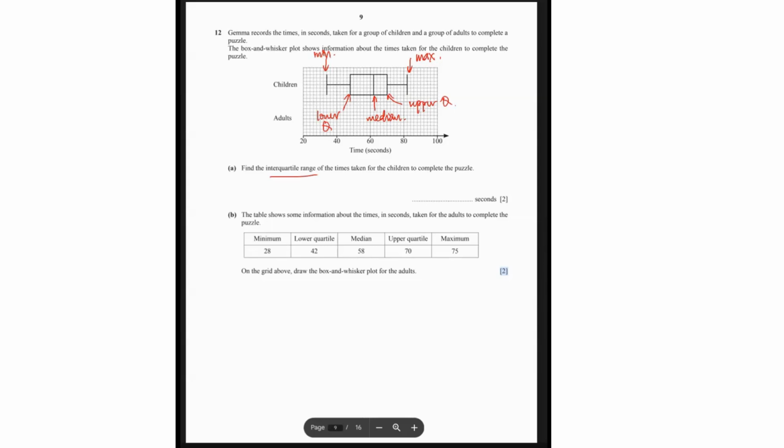So what I'm going to do is just read it off. The lower quartile is 48. The upper quartile is 70. So 70 minus 48 is 22.